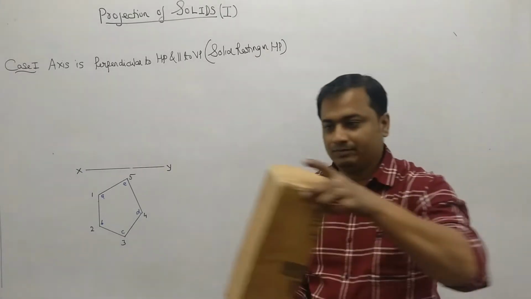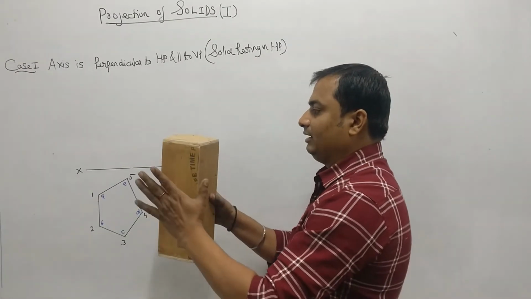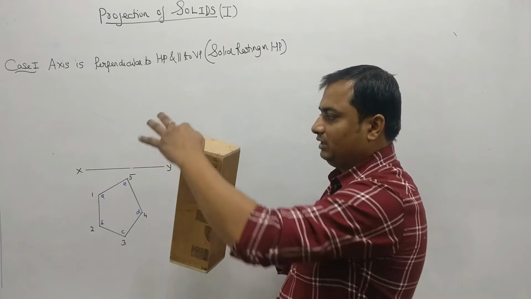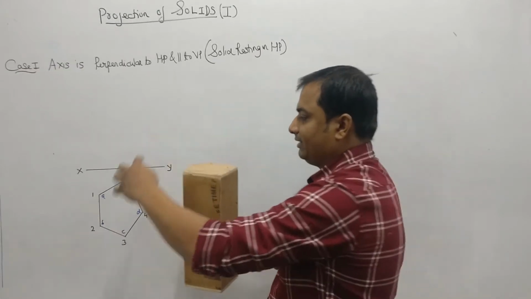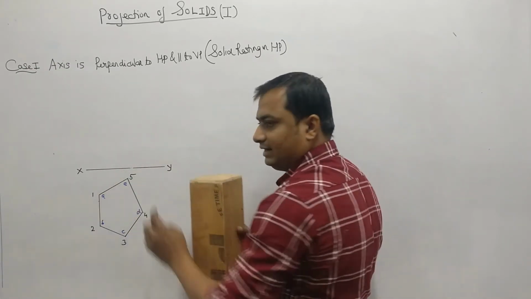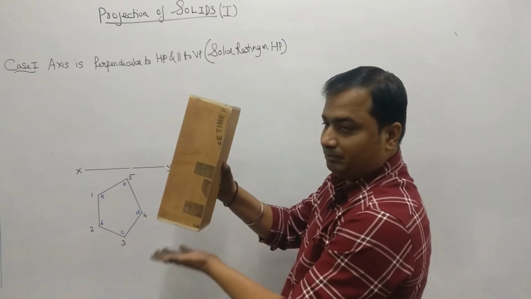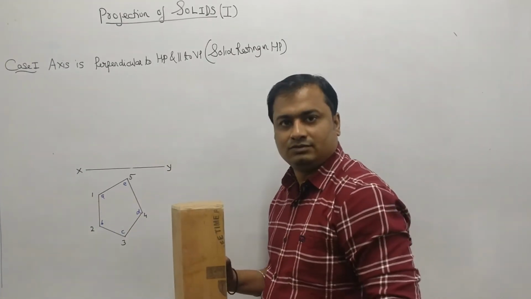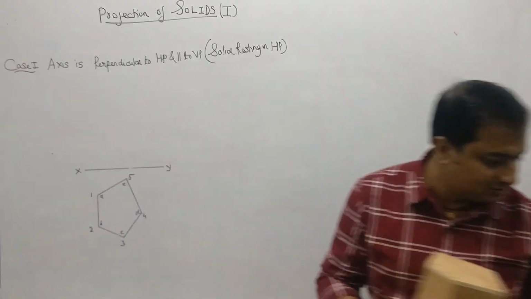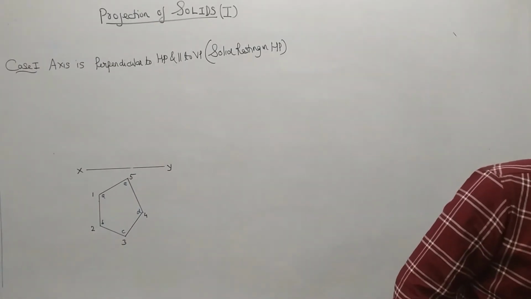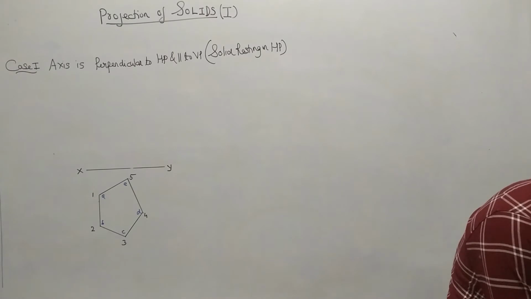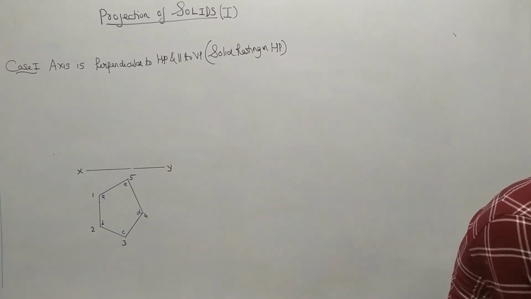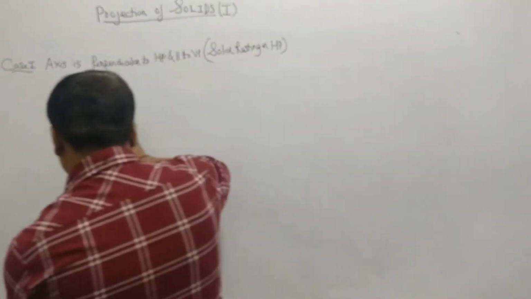Again I am repeating, if this is my prism resting on HP, numbers will be for the top pentagon. The numbers I have written outside, alphabets for the bottom pentagon, so the alphabets will be inside. So there will be double naming for the prism. Okay, so this is my top view. Now what will be the front view? The front view will be a rectangle, so the projectors will be moving upward.